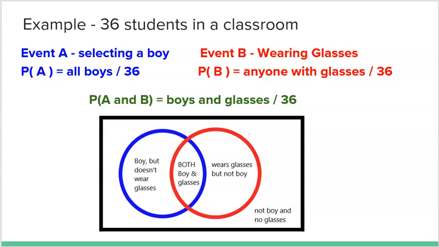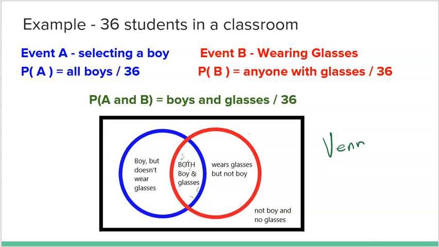So a nice way of viewing this is what we call a Venn diagram, okay? V-E-N-N. I'm sure you've seen these before. So the idea here is that we have these two interlocking circles. The blue circle is representing selecting a boy, right? And the red circle is wearing glasses. And these two events overlap, which means that they're joined. So the overlap in the middle here would be both boy and wears glasses. So anybody that meets both of those classifications would be here in the center.